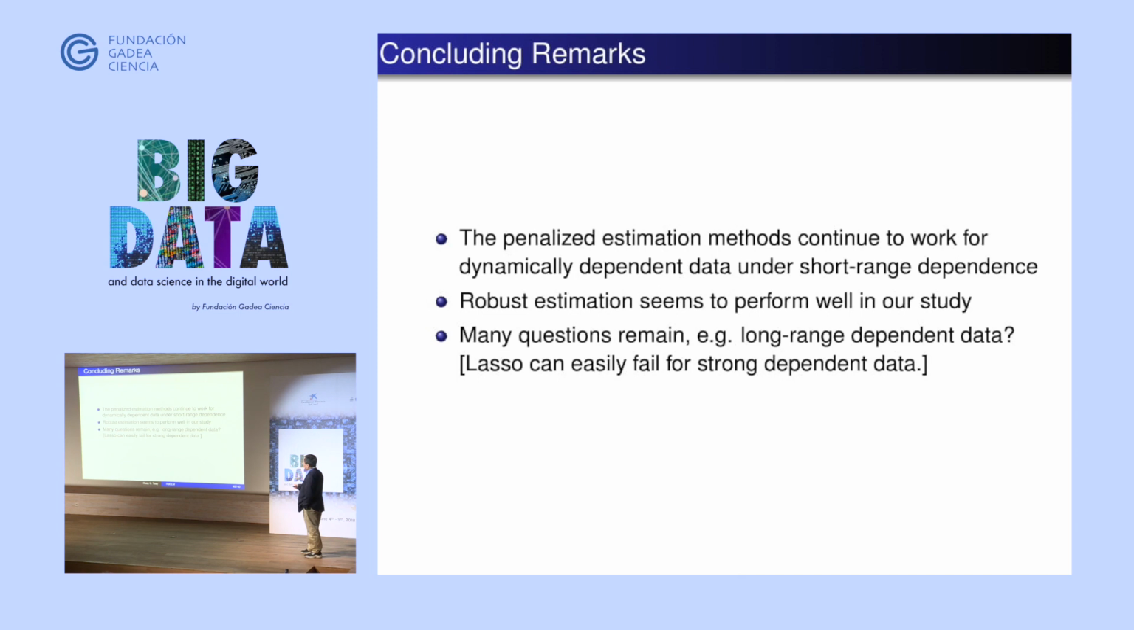Jianqing also mentioned that, and based on my other work, you can say that lasso can easily fail if you have strong serial dependence. If you have strong serial dependence, lasso completely misses some of the important variables. The false negative rate will be quite high, and the false positive rate will be quite high as well. This question still remains: how about long-range dependence? We established the short-range dependence case, and we understand that strong dependence fails, but long-range dependence can happen in many applications, and it is still unknown.